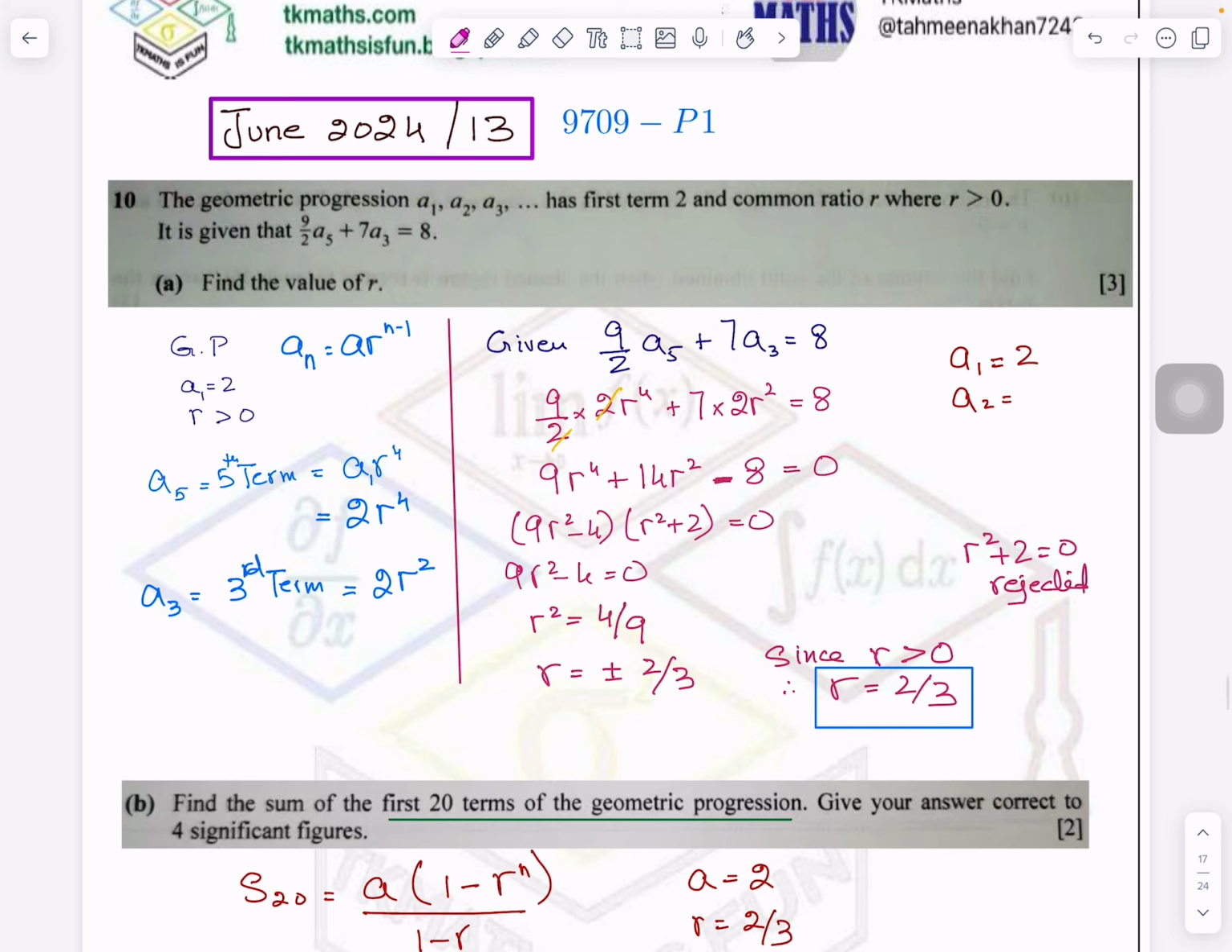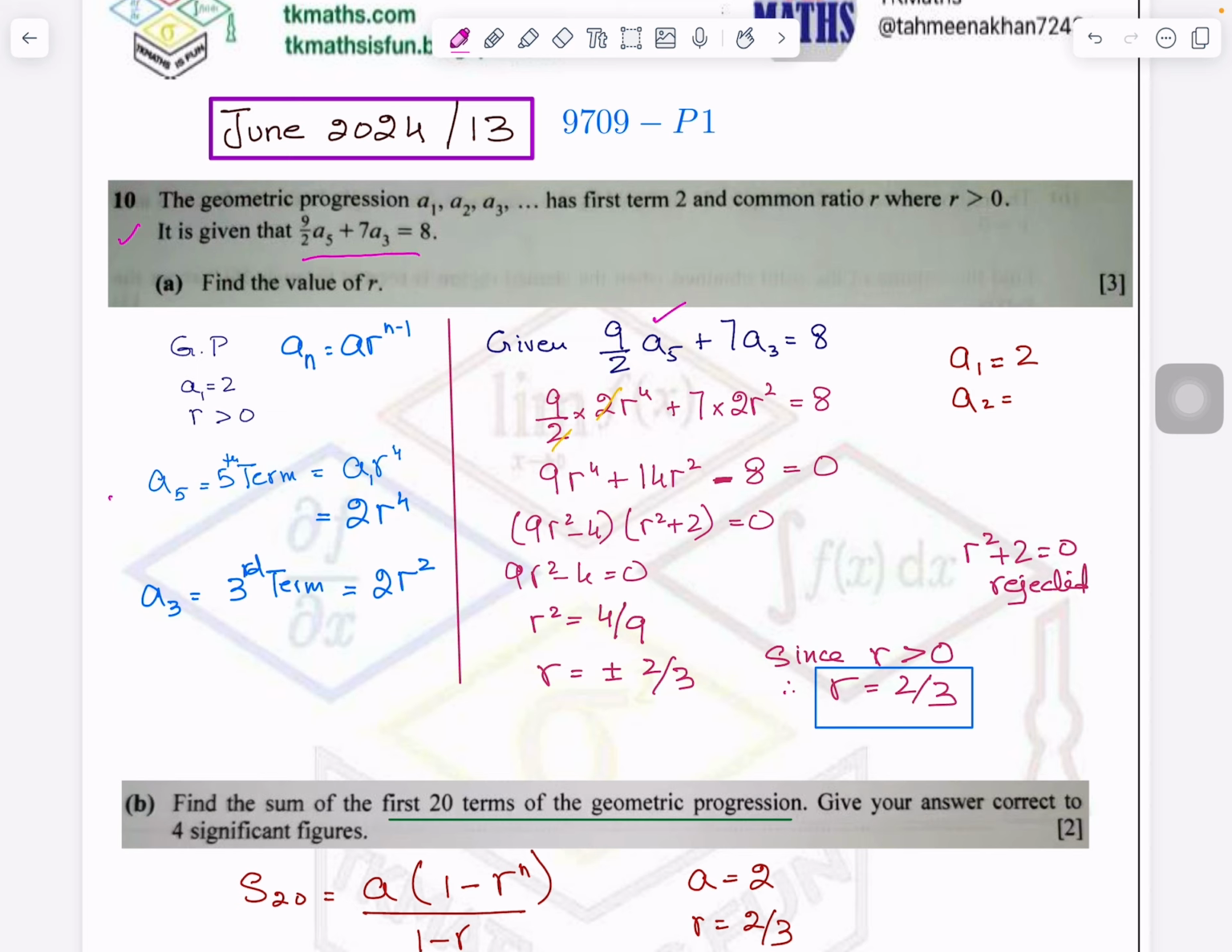Now see question number 10. This was a little tricky, especially part C was tricky, not this one. Part A was also a bit. So the series is given to you here, the sequence is given to you here, A1, A2, A3, and this is a geometric sequence. The important thing here is, when it is given this equation, you need to know what is A5.